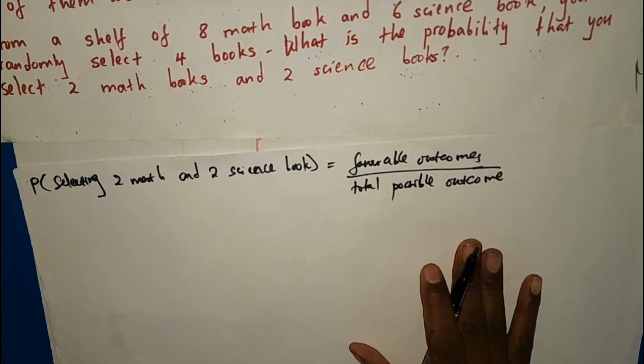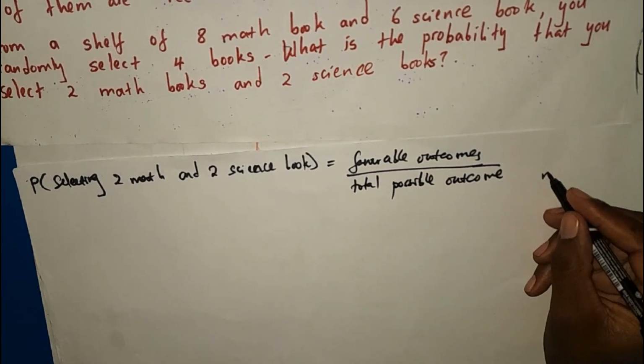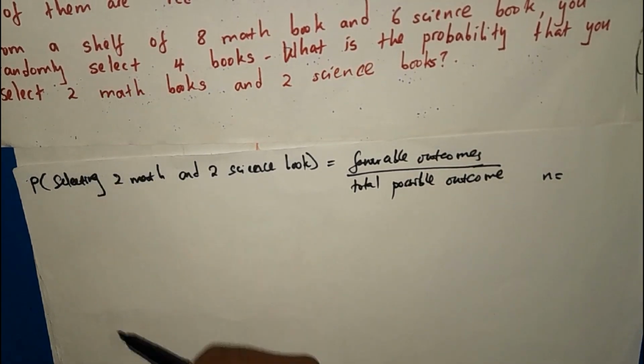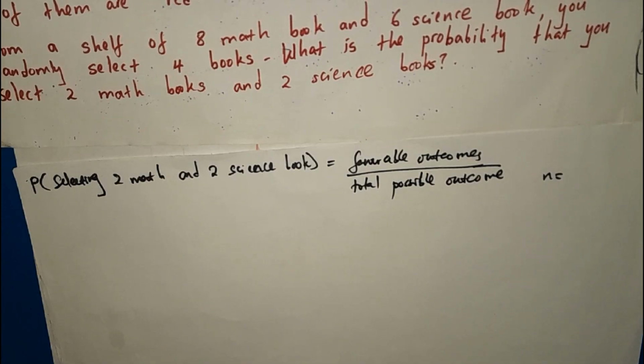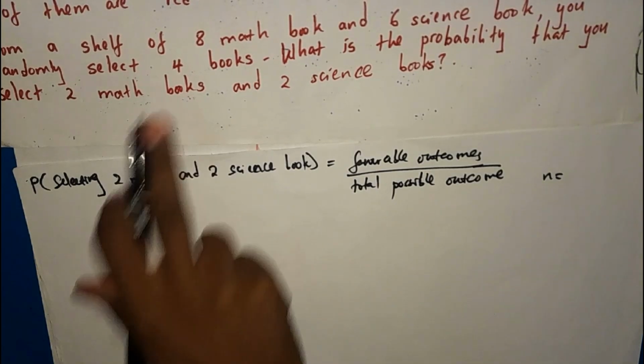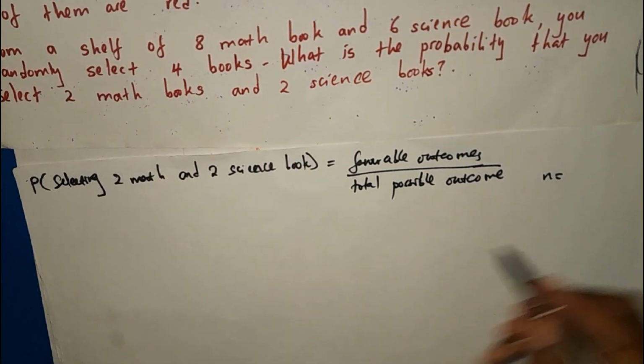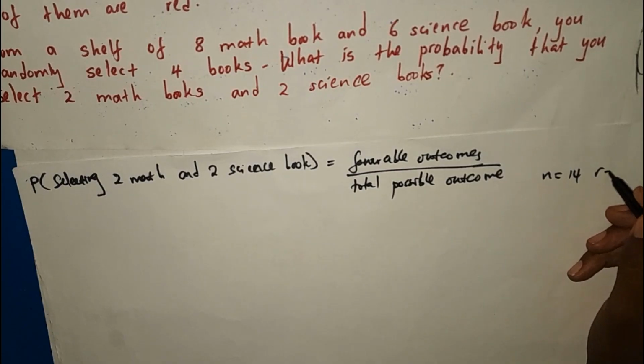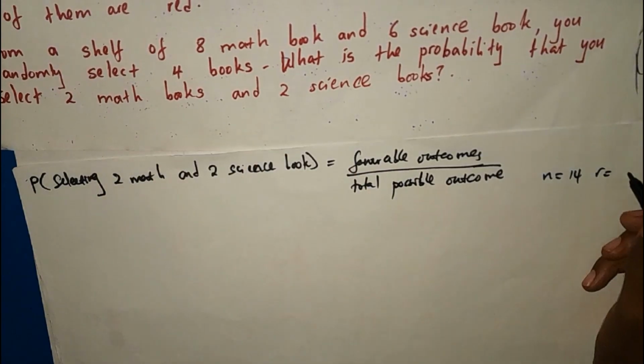So now for the total possible outcome, our n is going to be equal to the total number of books from which we need to choose these 4 books. So we're going to say 8 plus 6, which is equal to 14. And then the r, we need to choose 4 books.